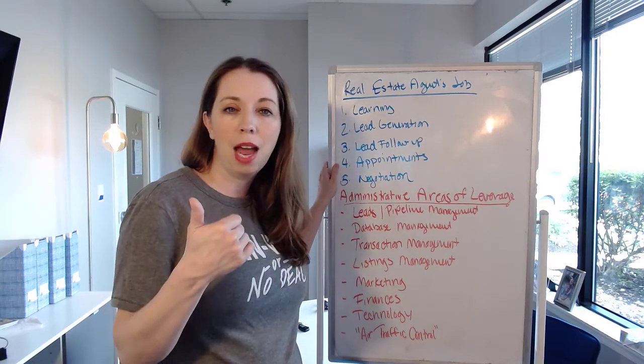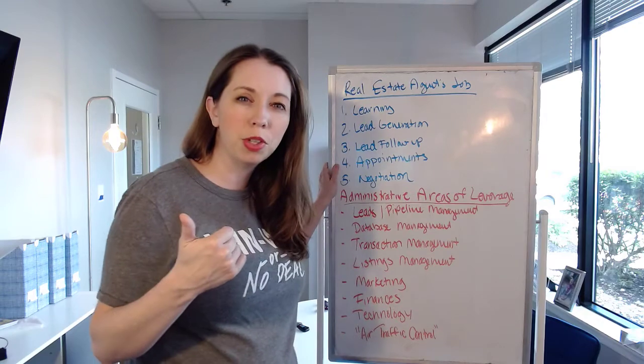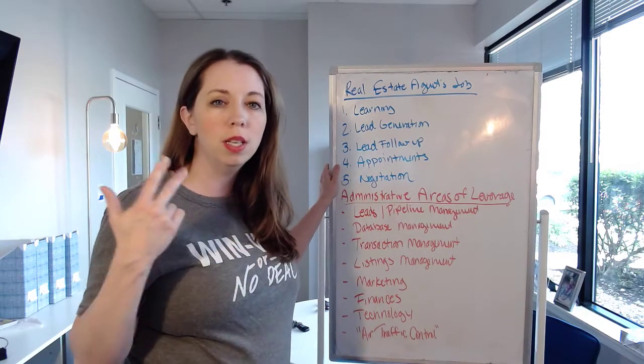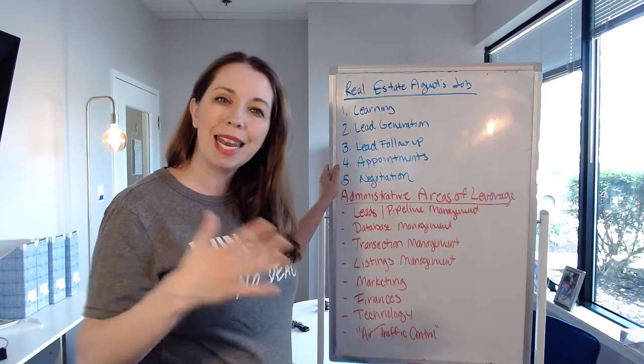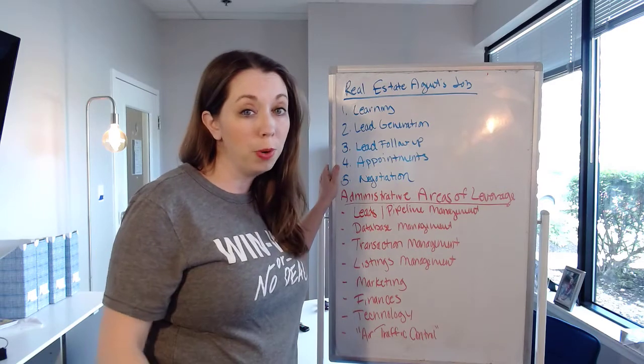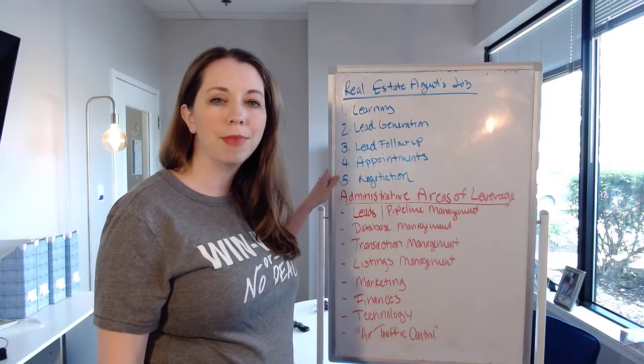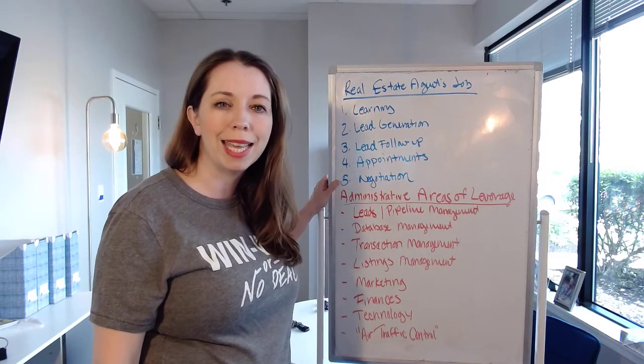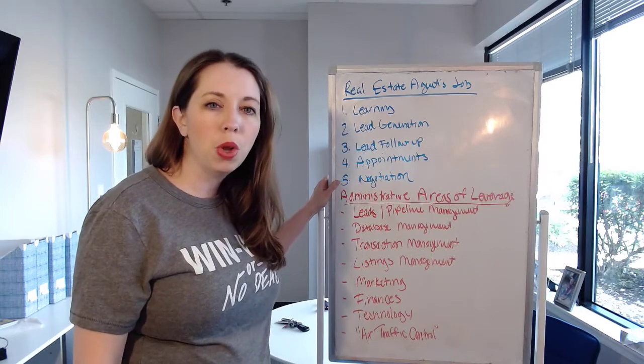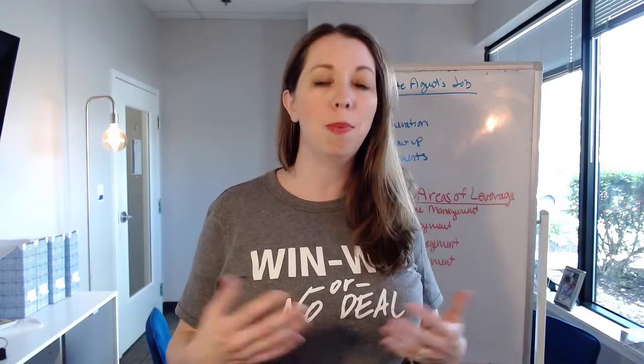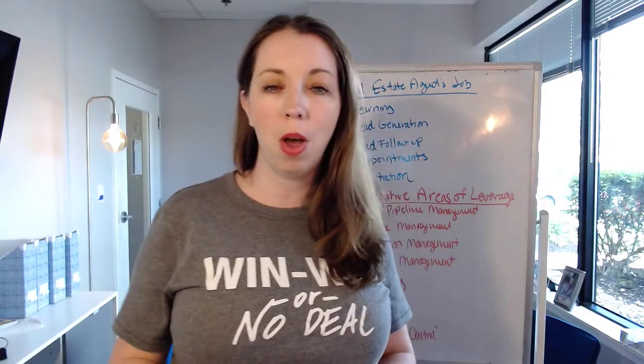Appointments: sitting down with buyers and sellers, doing consultations, showing houses, going to settlements, anything that's face to face, whether it be in person or on Zoom with a buyer or a seller. And then negotiation, just really getting things to the settlement table. So that is a real estate agent's top 20%. Everything in the 80%, if it doesn't fall into one of those categories, belongs on the assistant's plate.